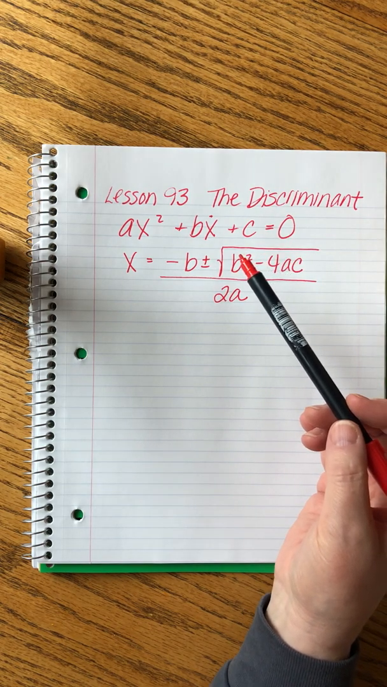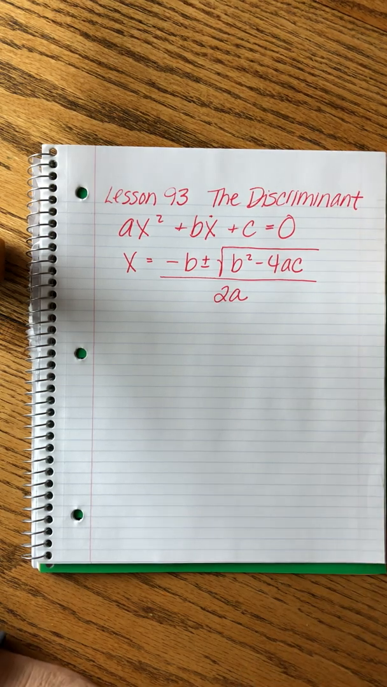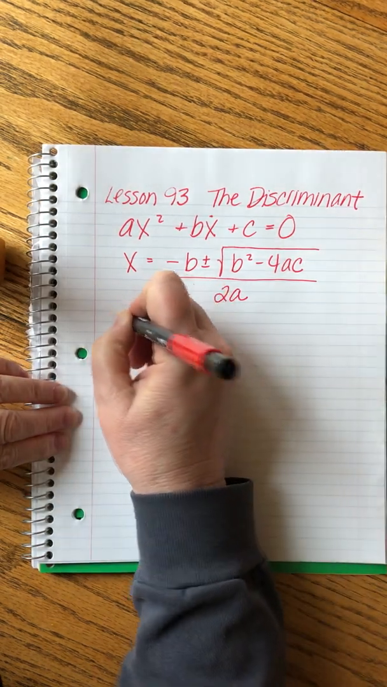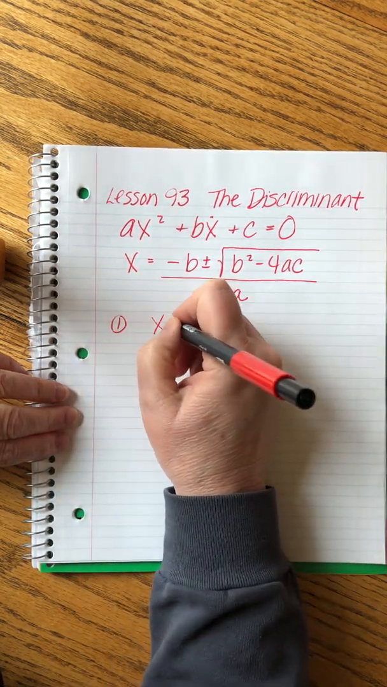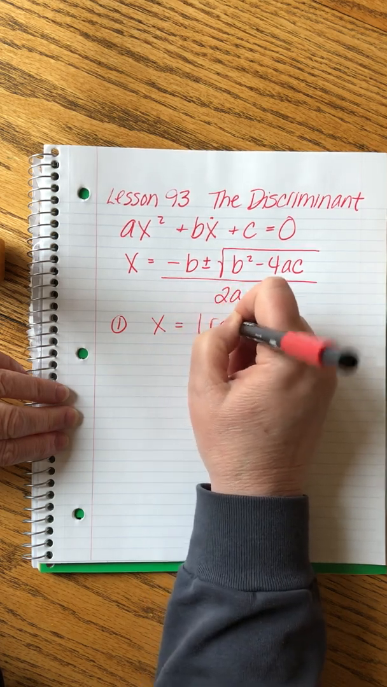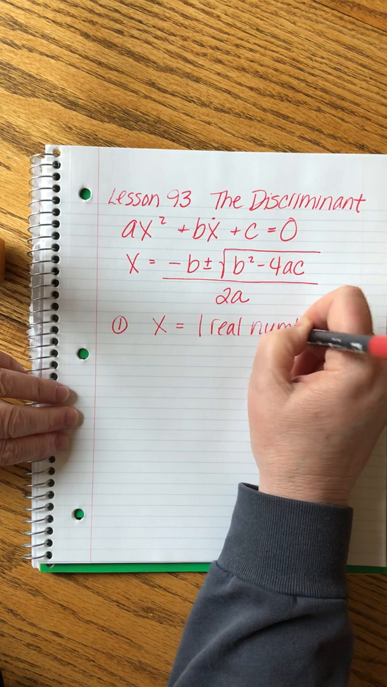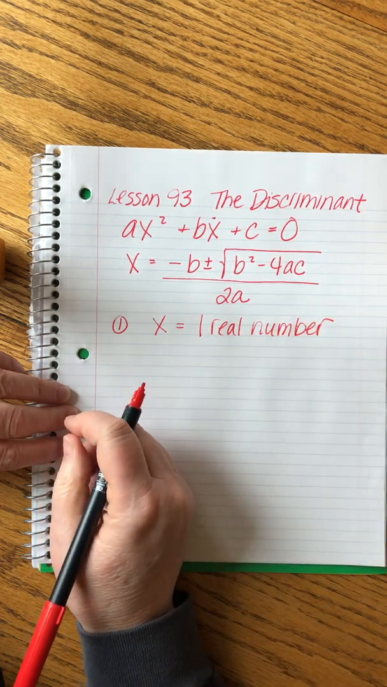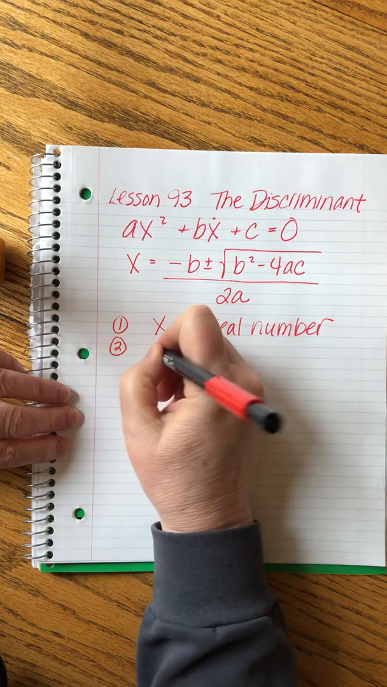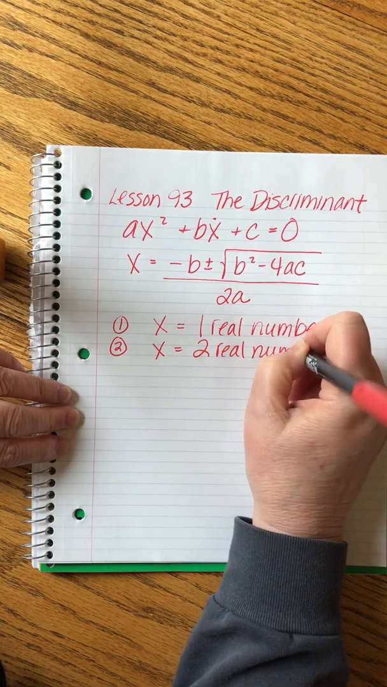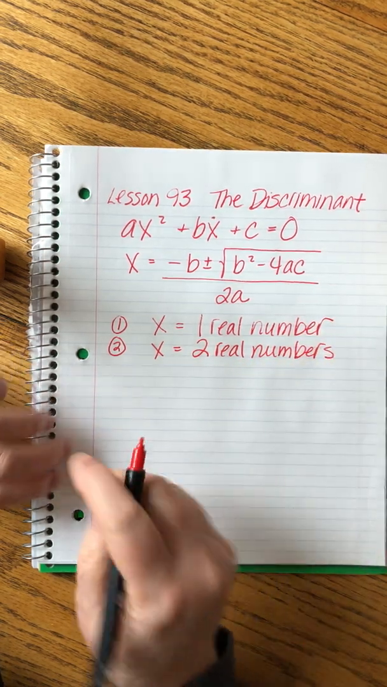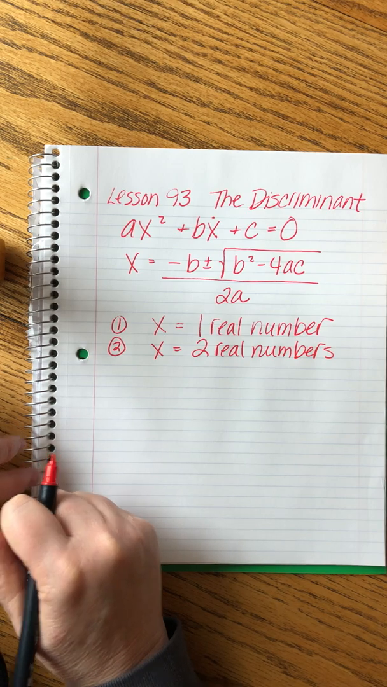Now, we know that there are three different kinds of answers that you can get. I'm going to number these. The first one is you'll get that x equals just one real number. Now, that's very rare. What's more common is that x will equal two real numbers. We get that a lot, right? X equals -5/2 and 12/2, something like that.